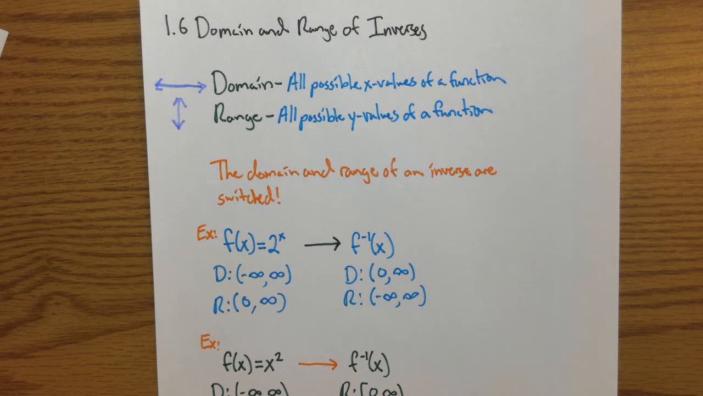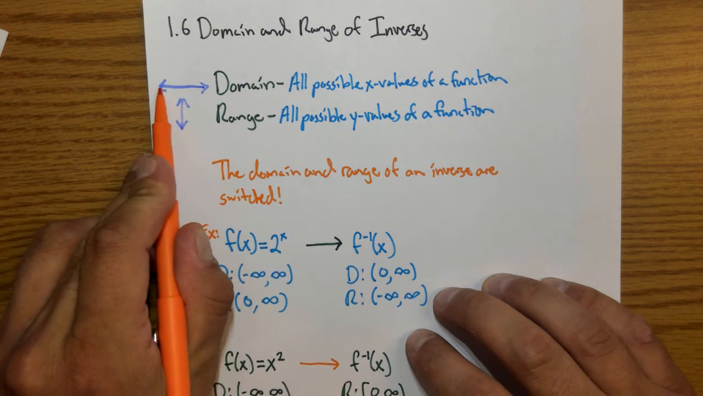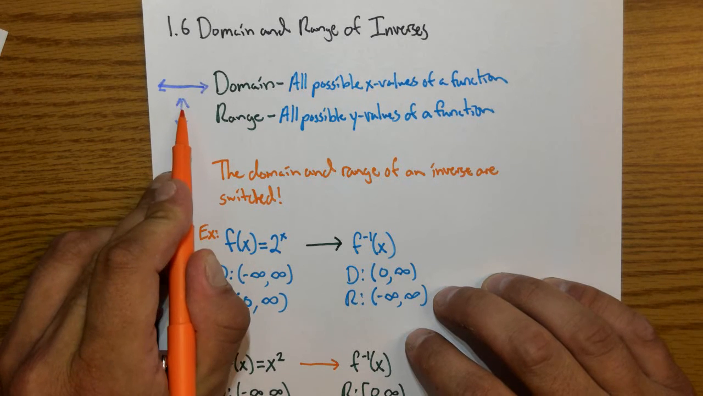Hello class, today we're going to talk about the domain and range of inverses. So a quick little recap of domain and range. I know it's been a while since Algebra 1-2 since we talked about it, but the domain is all the possible x values that a function can have, while the range are all the possible y values that a function can have. So when you think about domain, we think about left and right. And when we think about range, we think up and down.